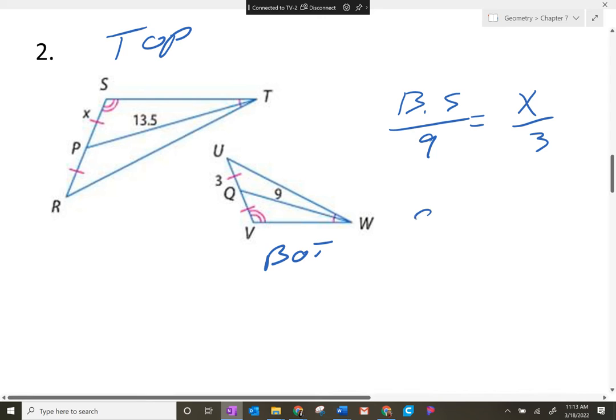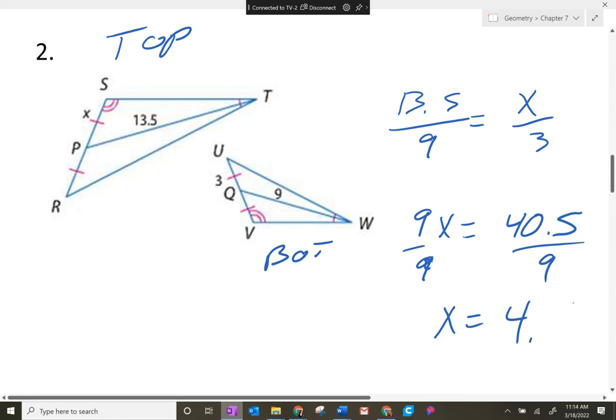I get 9x equals 40.5. Divide both sides by 9. I get x equals, should be 4.5. Yep, 4.5.